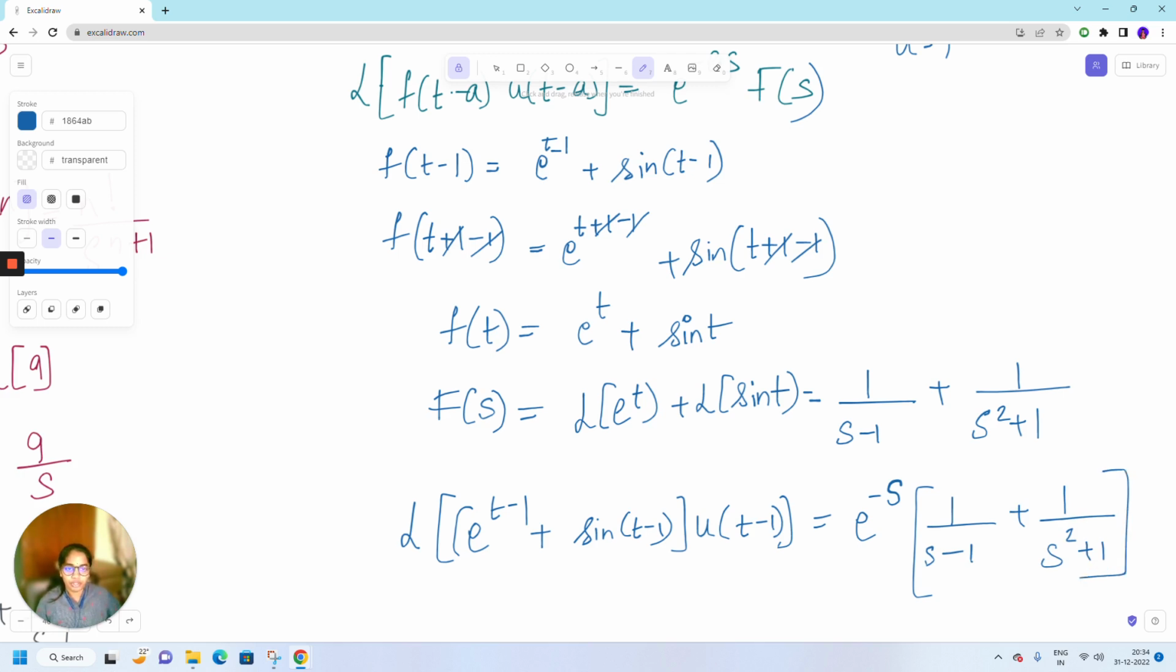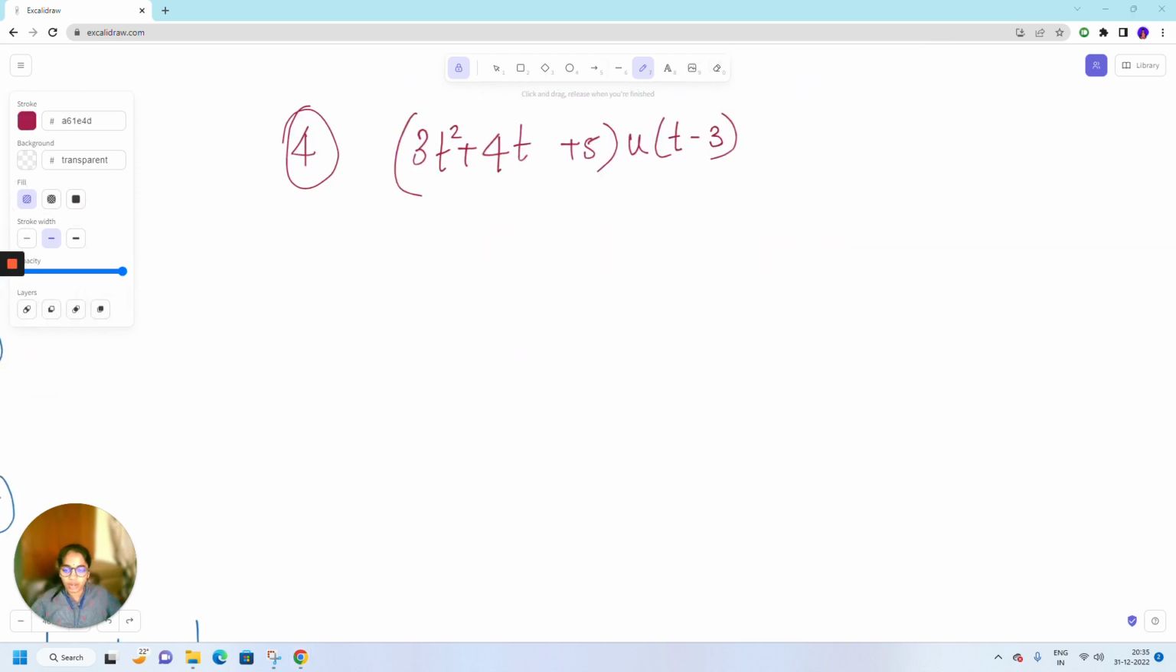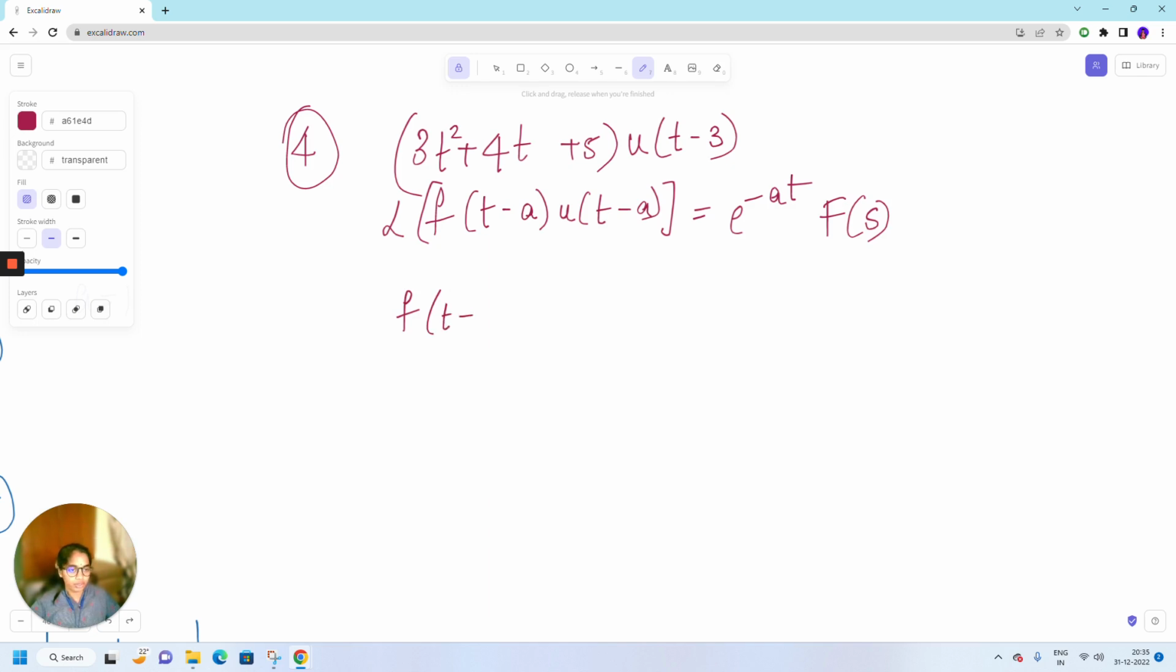Okay. So now moving on to our next question, that is, find the Laplace of 3t square plus 4t plus 5 into u of t minus 3. So obviously this is in the form of f of t minus a into u of t minus a. What is the formula of this? This is equal to e power minus as into f of s. Okay, what do you have in place of f of t minus a? What is the value of a here? a is 3. Clearly a is 3.